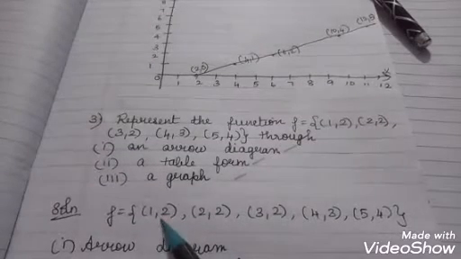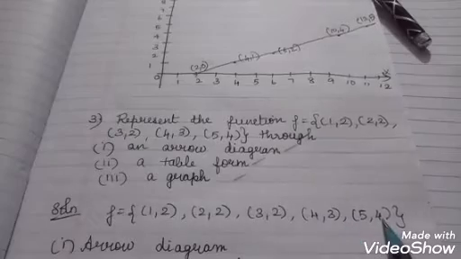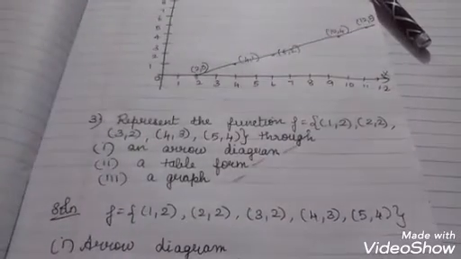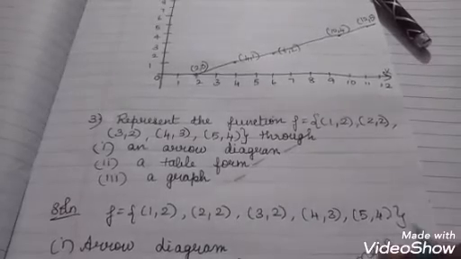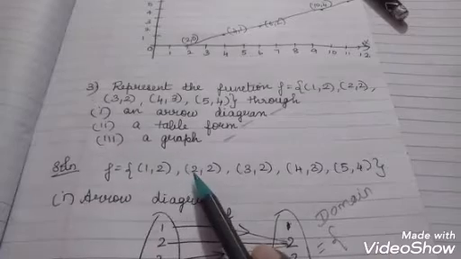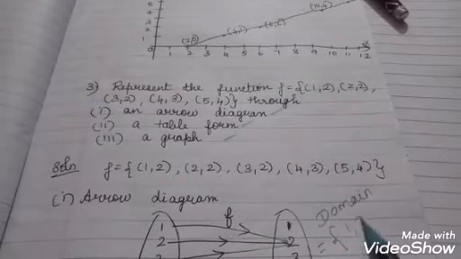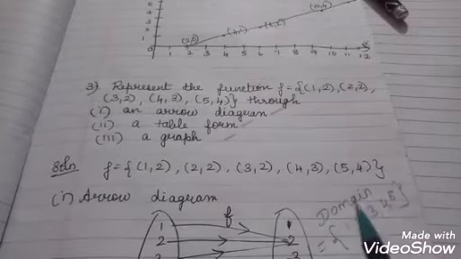F is equal to {(1,2), (2,2), (3,2), (4,3), (5,4)}. So first you need to know which is the domain and which is the codomain here. What is the domain in this case? The domain elements are 1, 2, 3, 4 and 5. That is your domain.